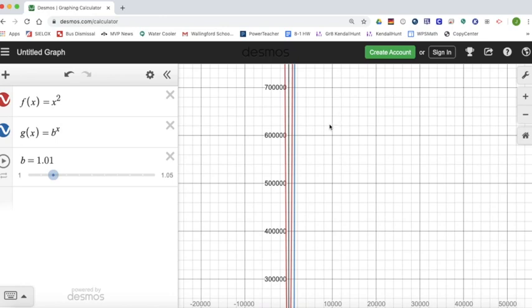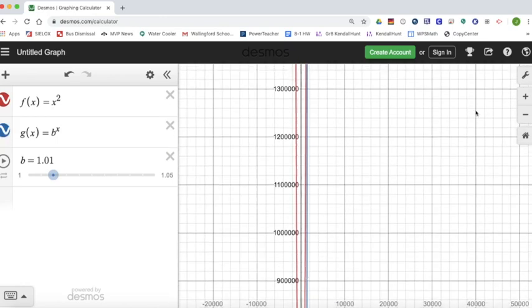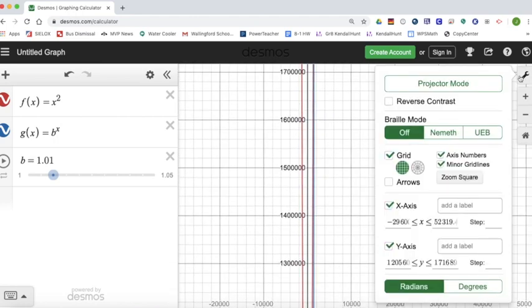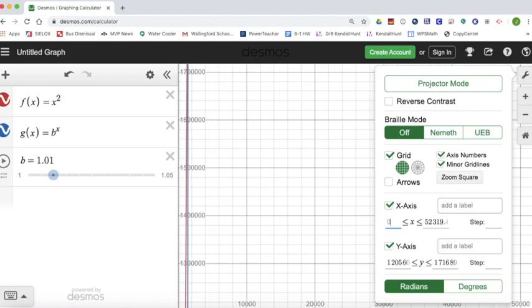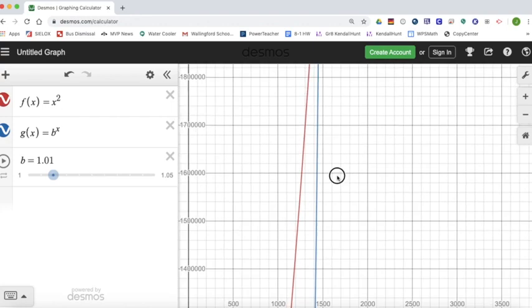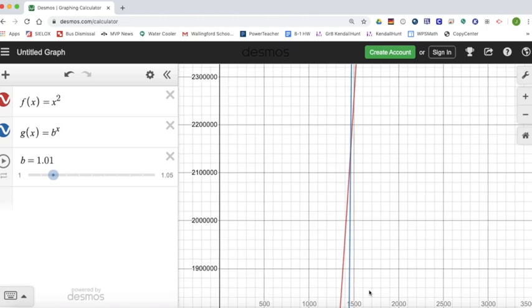Are these lines ever going to meet? But it looks like they will. Let's keep scrolling up. They're going to meet. They're getting closer and closer. I'm going to change my x-axis to way less. There we go. Okay. So we see that blue line is going up much more vertically now. And they're intersecting up there.